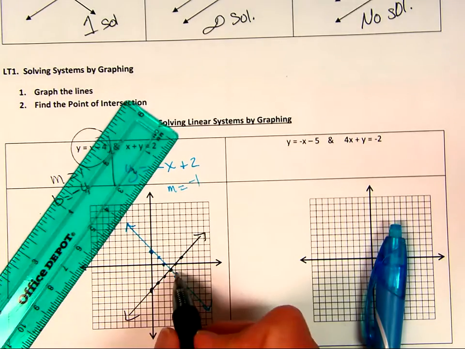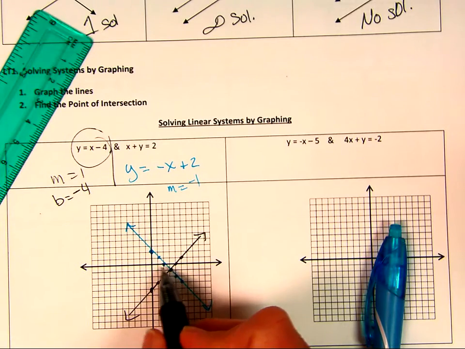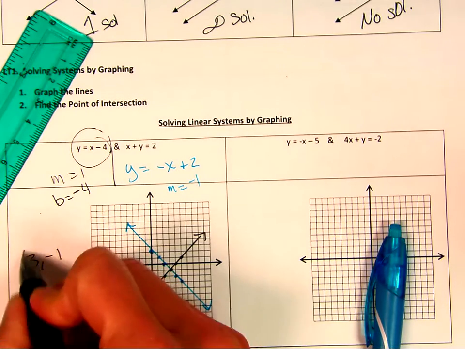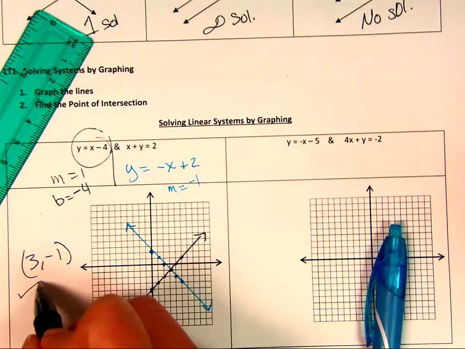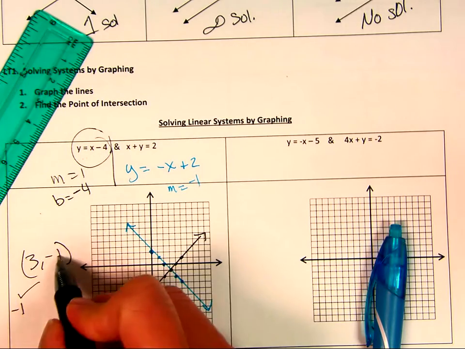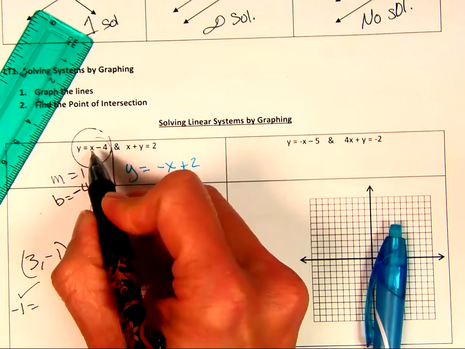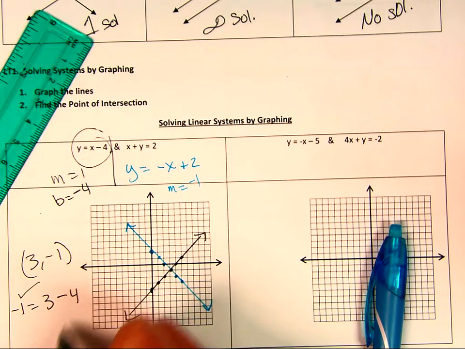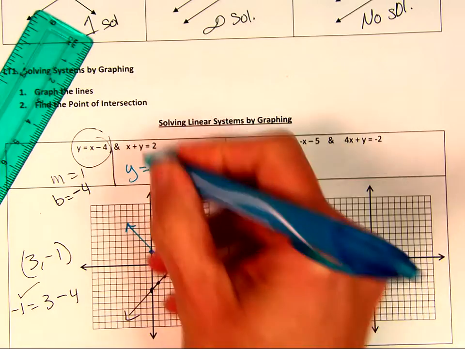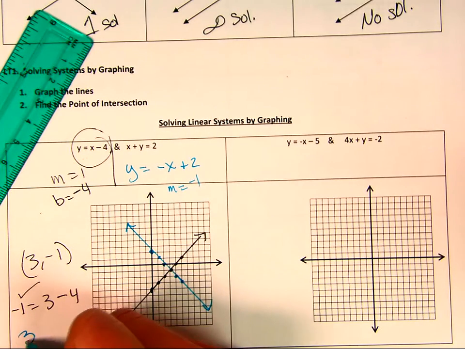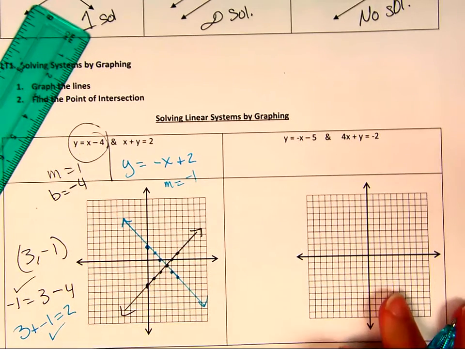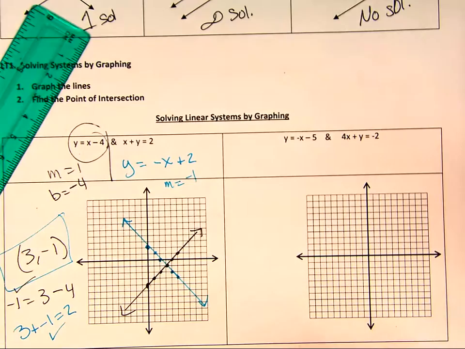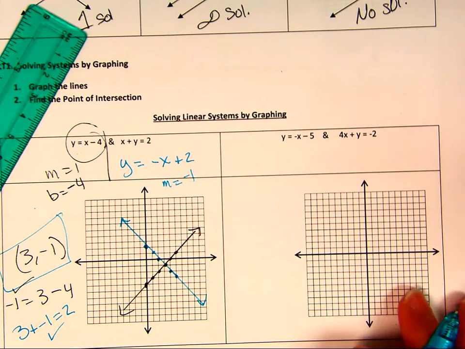So what is the point? What is the answer? Where do they intersect? It looks like (3, -1). But to test that, I can always go back up here and check it. Here's my check. Does -1, that's y, equal 3, that's x, minus 4? Yes, that's true. And then check for this one: does 3 plus -1 equal 2? Yes. So my check works. I am 100% sure this is my answer. So in this case, when I solve the system, I got one answer, one solution.